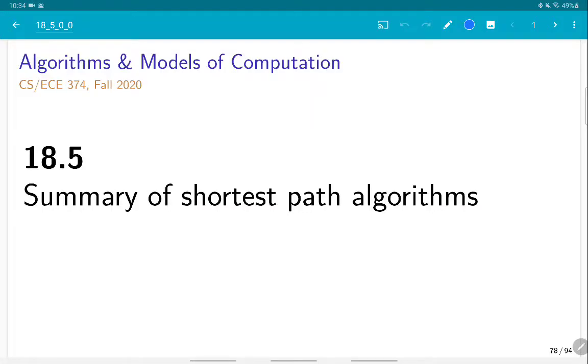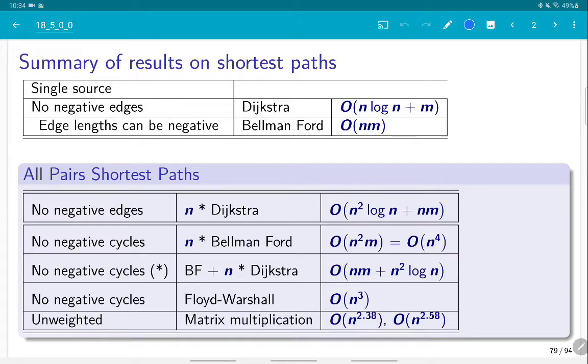Okay, so let's summarize all the results we know about the shortest path algorithm. It's kind of a zoo, so it would be useful to go through them carefully. If we don't have any negative cycles, we can just use Dijkstra. That takes n log n plus m time. Again, n is the number of vertices and m is the number of edges. So this is what Dijkstra gives us.